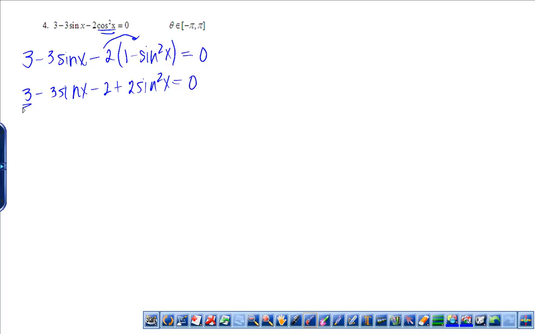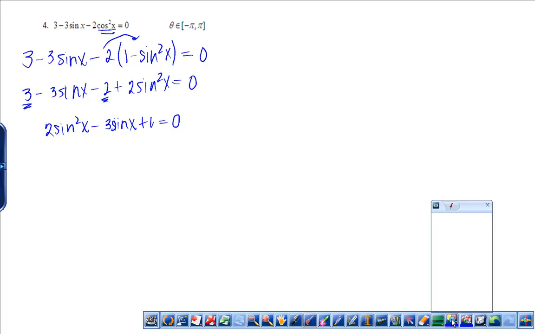All right, I can combine the 3 and the negative 2. And I am going to put it in descending order so it looks a little bit better. So I'm going to put my sine squared first. So this is 2 sine squared x minus 3 sine x, and then I'm going to say plus 1. Okay, so now I've got a sine squared, a sine, and then a 1.